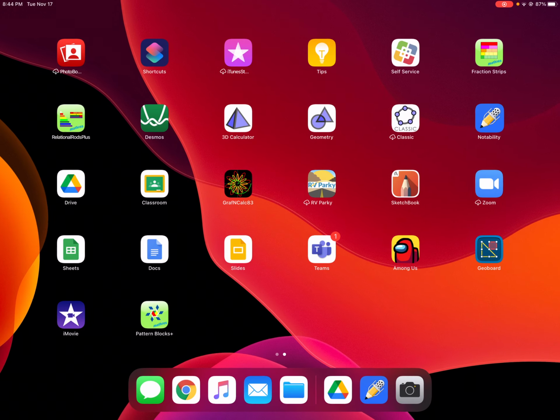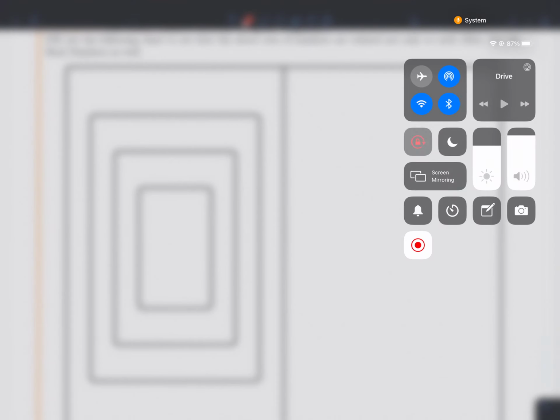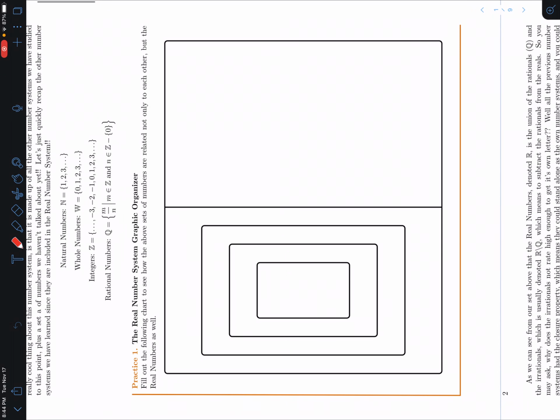Let me turn it the other way real quick. Oops. So we can see the organizer better. Let me try to flip this thing around. Oh, come on. What are you doing? There we go. So we can see the whole thing.